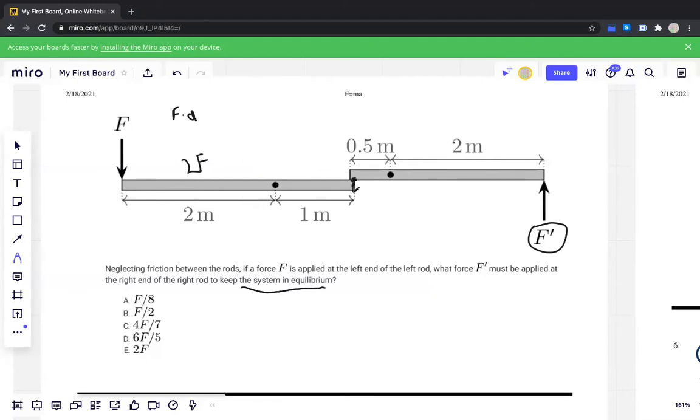This means that at this point, the force applied by the left rod onto the right rod is going to be 2F divided by the distance, which is 1. So the force being applied is 2F. And we can do the same thing on the right side. So we have 2F prime divided by 0.5, which gives us the force applied by the right rod on the left rod, a force of 4F prime. And in order for it to be in equilibrium, the 2F has to be equal to 4F prime. And this happens when F prime equals F over 2.